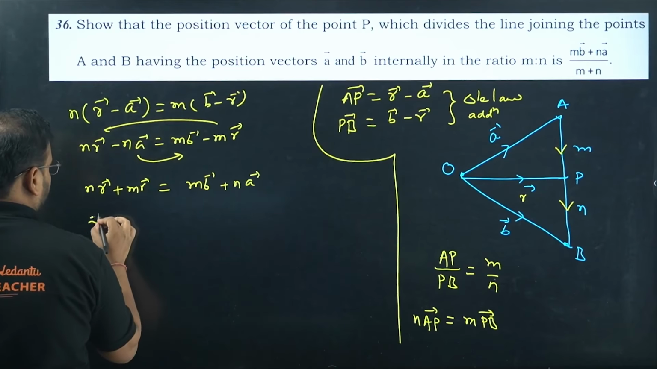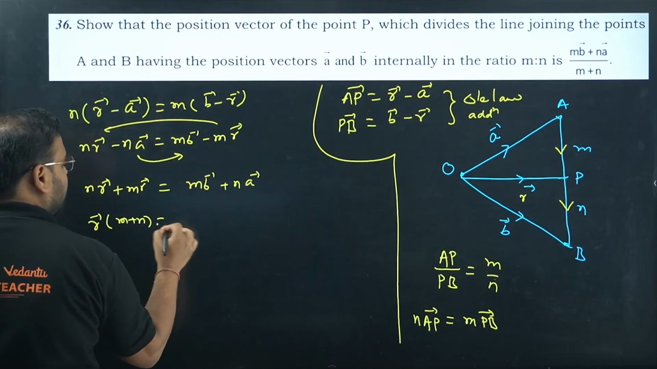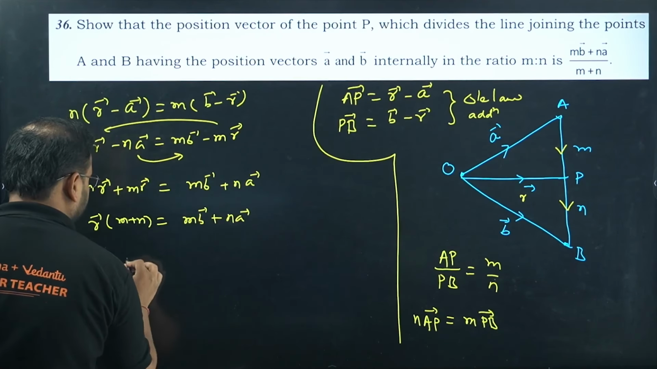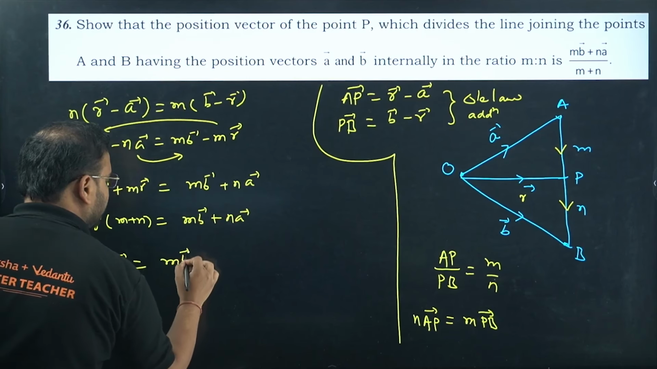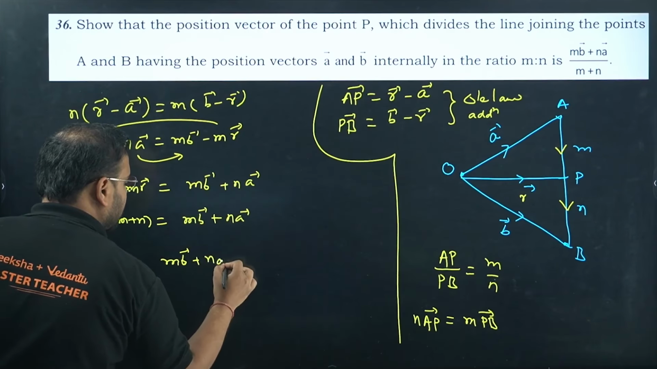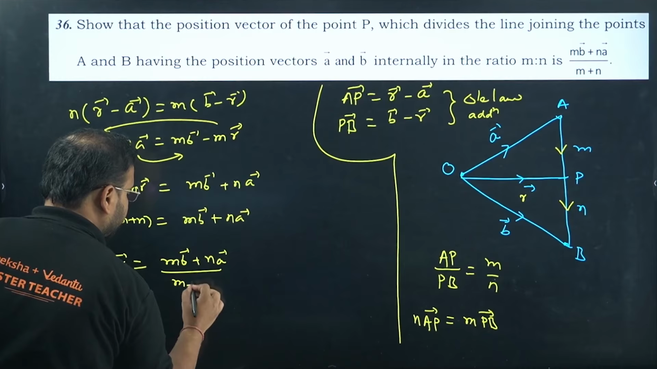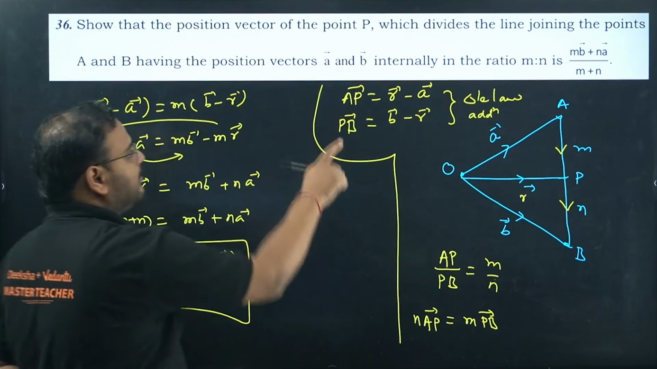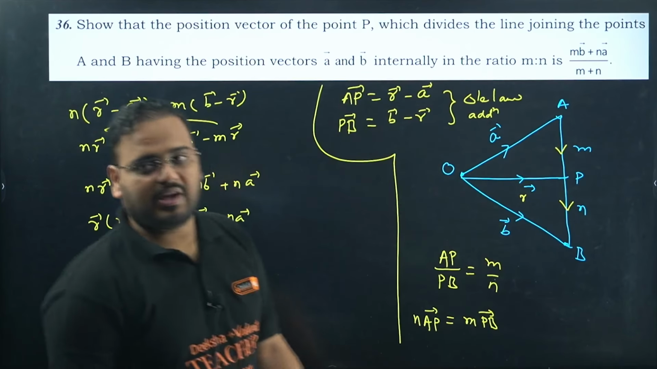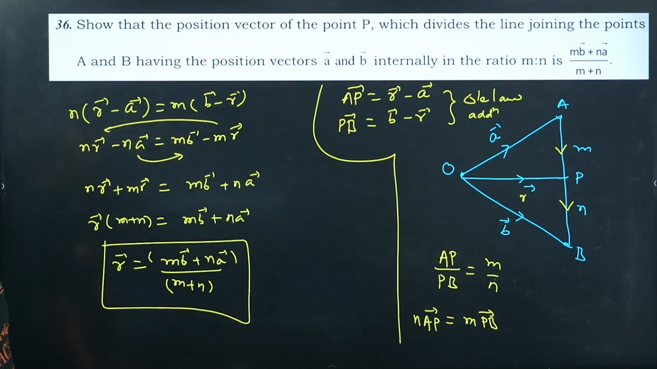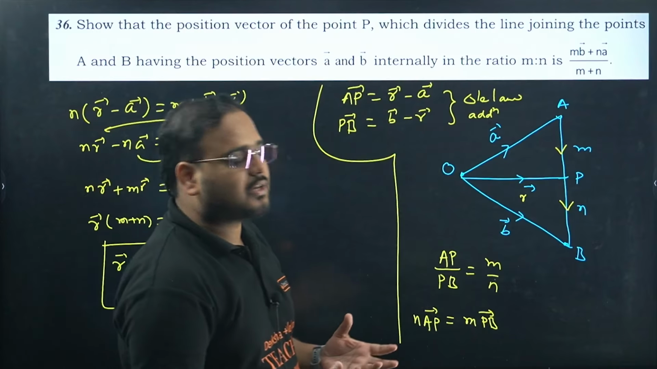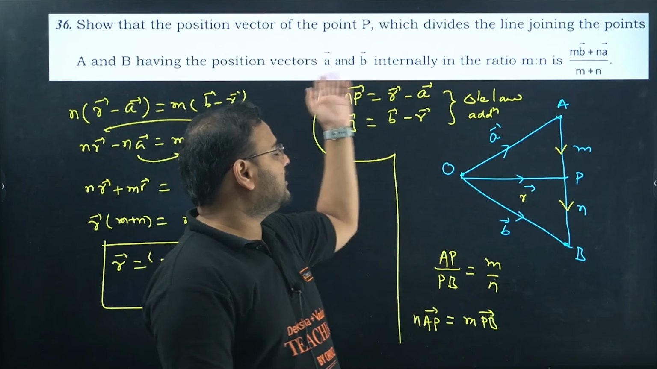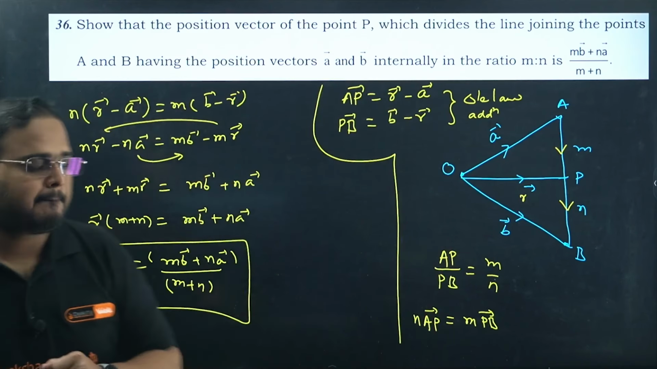Take R common over here, we'll get this as M plus N. This is as it is, MB plus NA. Vector R becomes MB plus NA by M plus N. This is the resulting vector that we were looking for. You can see in the expression that they were asking us to prove, MB plus NA upon M plus N. So the given information for us in this question was the ratio to be M by N and the vector to be vector A and vector B. Moving on.